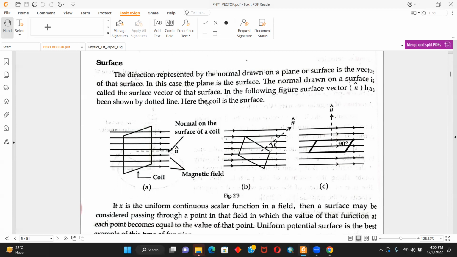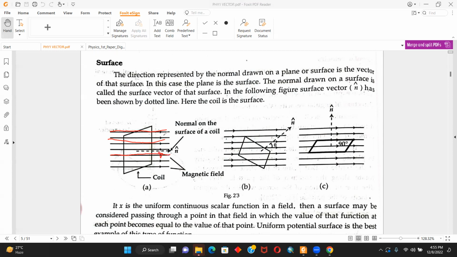One second. In the following figure, the surface vector has been shown by a dotted line. Let me simplify things. Say for instance, this is a coil. I mean, not the coil which will exert magnetic fields. Again, you don't understand about magnetic fields, but say it is exerting some magnetic field in this direction.